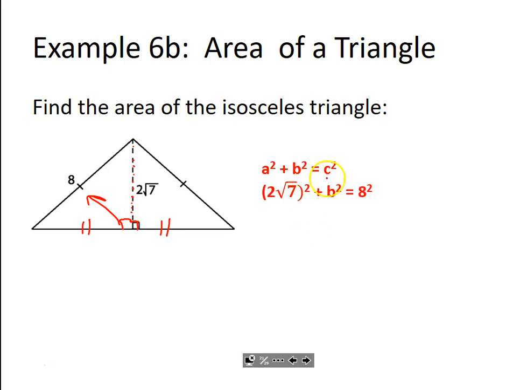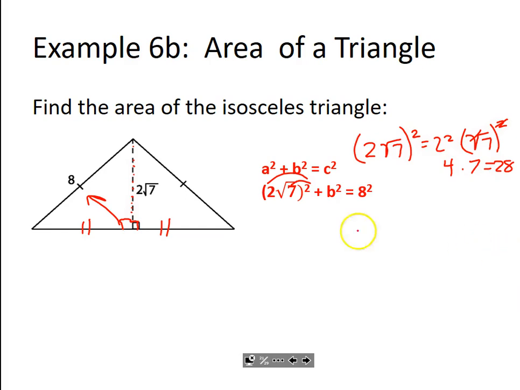Now what I need you to remember is when we do this, we are going to distribute this 2 to both of these numbers. So this is going to end up being 2 square root of 7 squared, which is equal to 2 squared times square root of 7 squared. That's going to be 4, because 2 squared is 4, times, and when we do this, these two things cancel each other out. That's 7. So that number is going to end up being 28. So this is going to end up being 28 right here when we're all said and done, and this is going to be 64. So we're going to subtract 28 from 64.